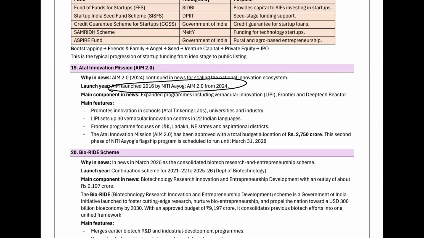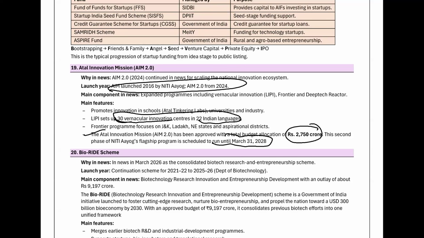Which kind of system? Vernacular ecosystem. Now try to understand: 30 vernacular innovation centers in 22 Indian languages. How many? 30 vernacular innovation centers. Remember the data. Atal Innovation Mission AIM 2.0 has been approved with a total budget, remember this budget, that is rupees 2,750 crore. And it runs until, remember this date, March 31st 2028. Until March 31st 2028 it will keep running.